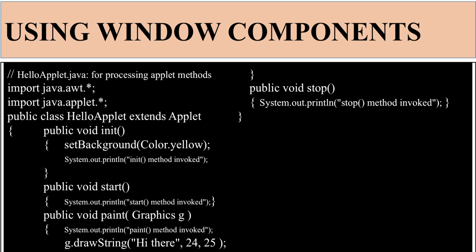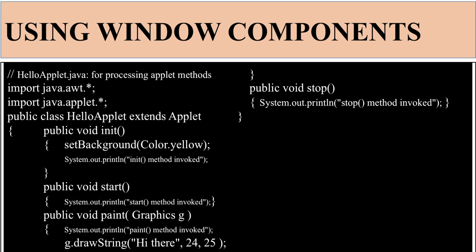Now see another method, that is public void start, and we have given one output statement here, System.out.println("start method invoked"). But both System.out.println statements will not display any output on our applet screen, because this statement displays output in command prompt mode, not on the applet.